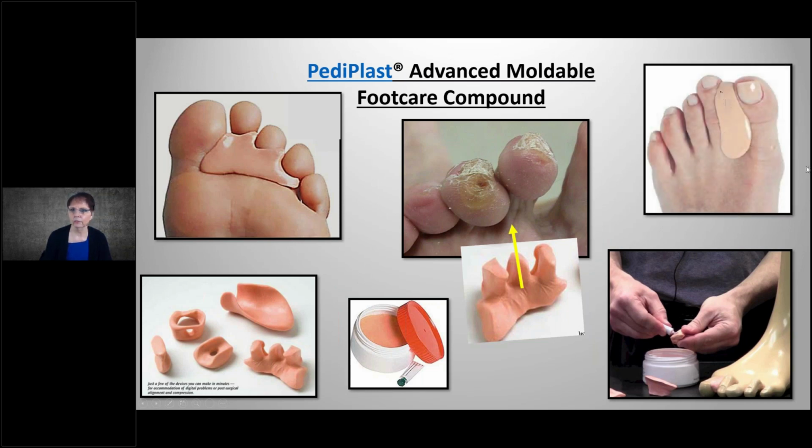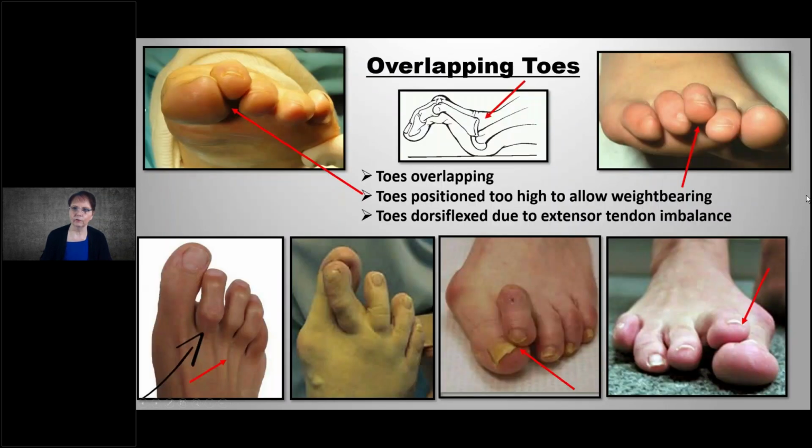Oops, here's another one. So that would be keeping some kind of interspace lesion from between the hallux and the second toe. So very versatile. All right, let's move on. Overlapping toes. We see those all day, don't we? What are we going to do with that?